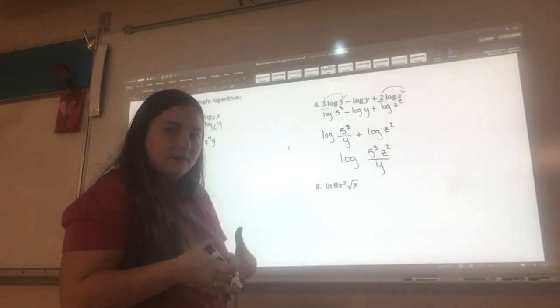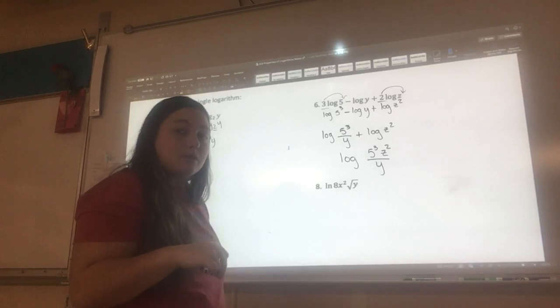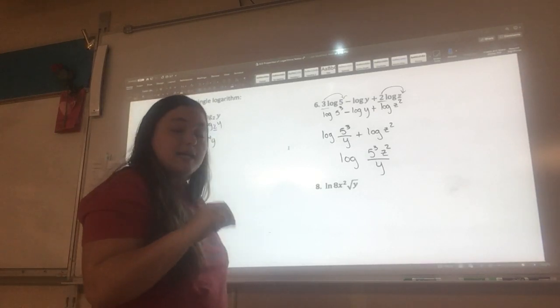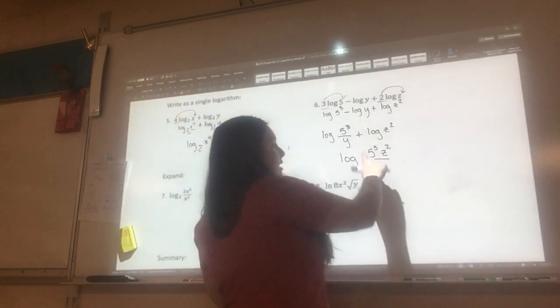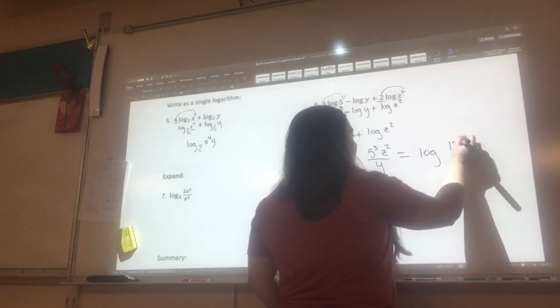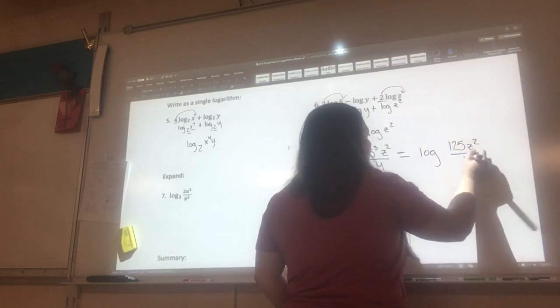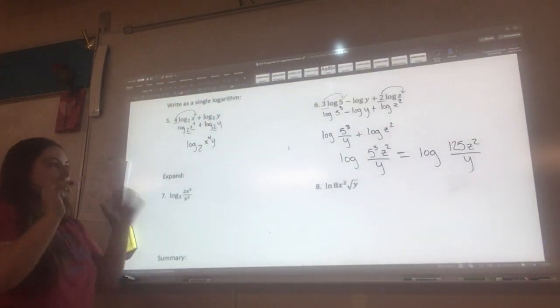You should all know what 5 to the third is. You have a calculator. Please simplify your numbers, okay? Simplify numbers and variables if they are available to you. So we're going to take 5 to the third and say this is log 125 z squared all over y. And we have condensed our logarithms into one log.